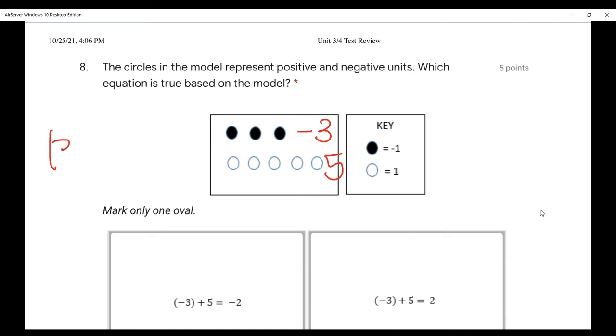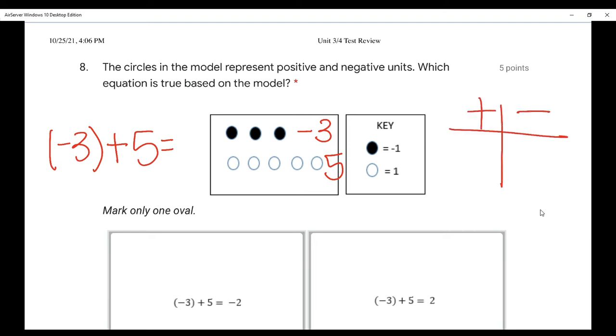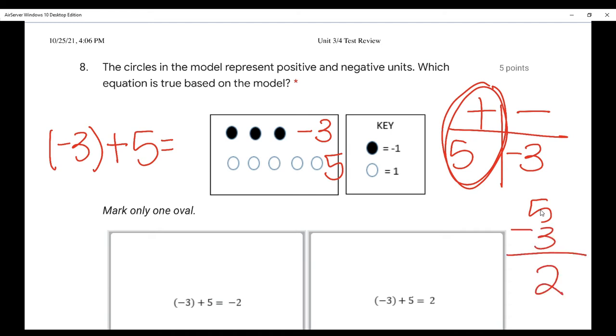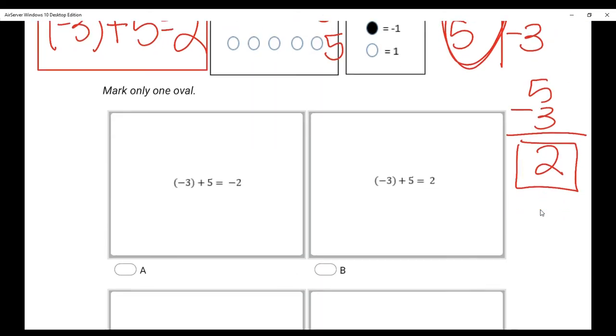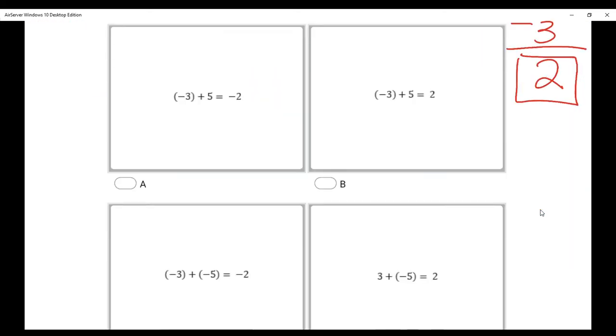So negative 3 plus positive 5. And when I do team positive and team negative, I've got 5 on positive, negative 3 on negative. Well, 5 is the winner, so I take my winner, subtract my loser, and I get 2. Team positive wins, so it's positive 2. So I'm looking for something that looks like this. And it could be reversed. It could have like 5 plus negative 3, but it means the same thing. So now my answer is positive 2.